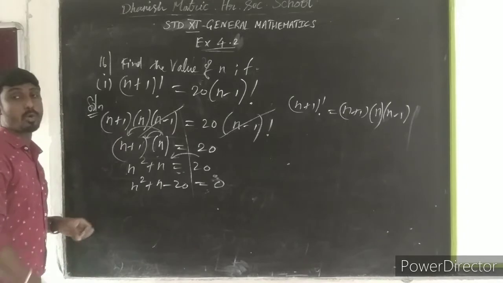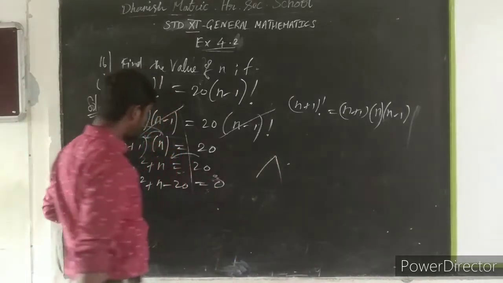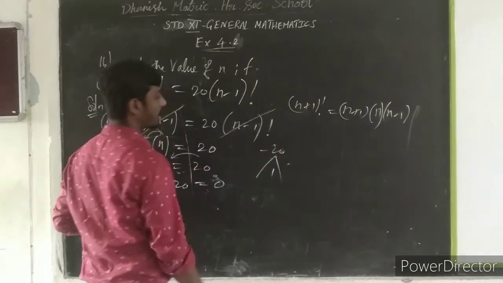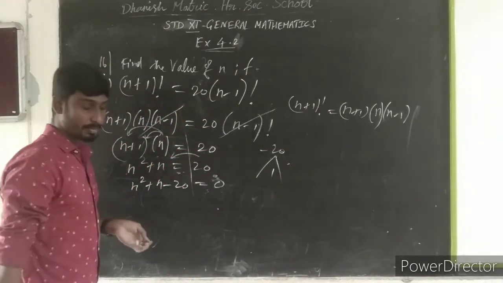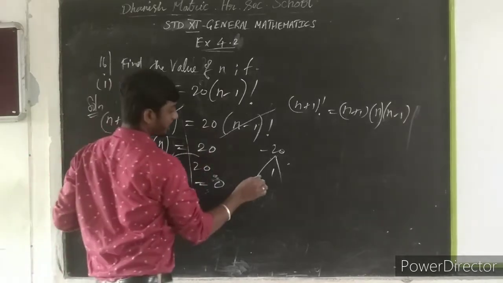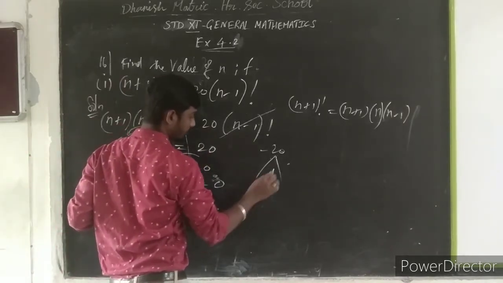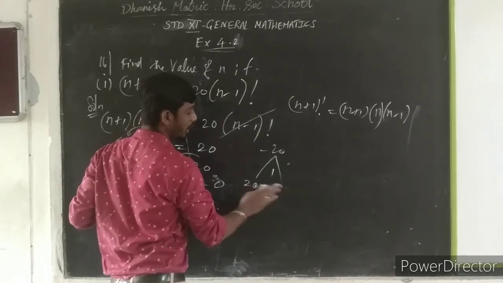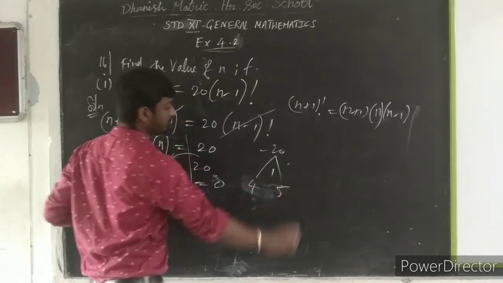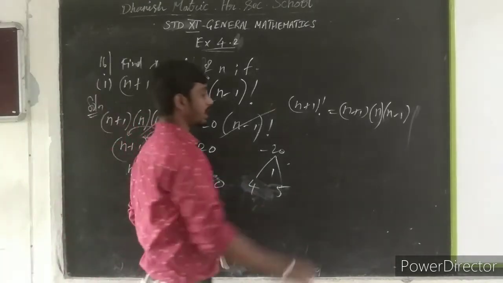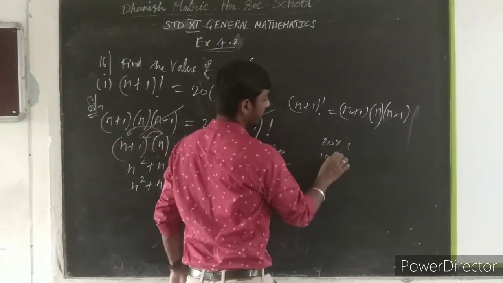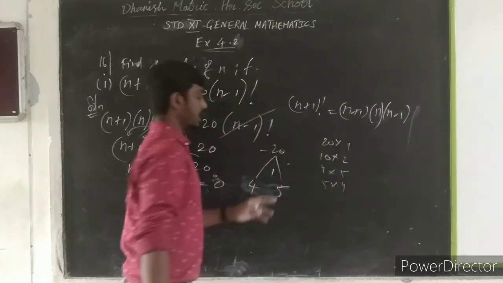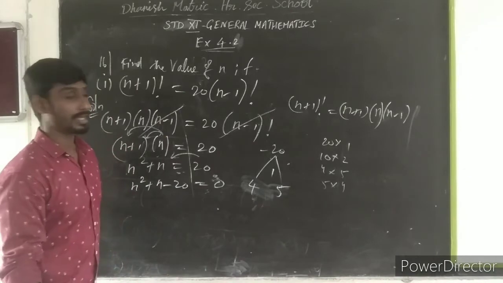So now we are using the mountain method, that is minus 20, then plus 1. Now we are going to use the sum and product method. We are going to multiply this: 20 into 1, or 10 into 2, or 4 into 5, or 5 into 4. So now we are using 4 into 5.